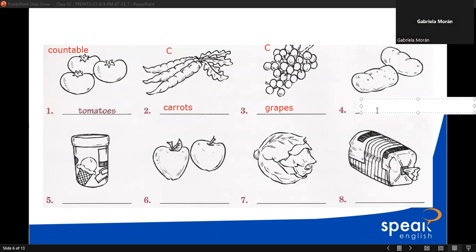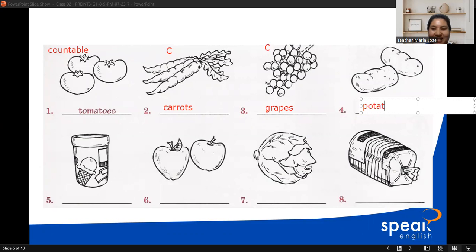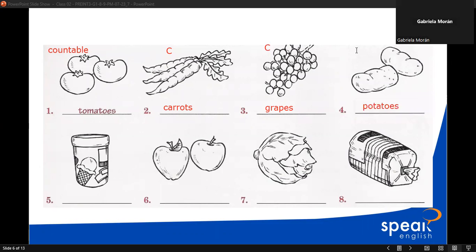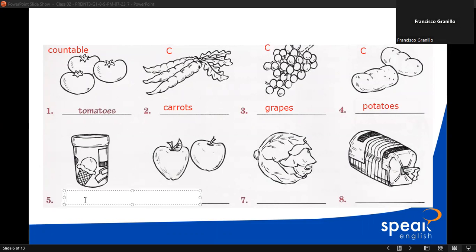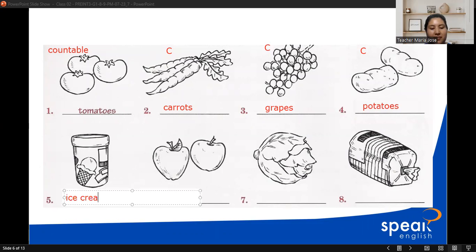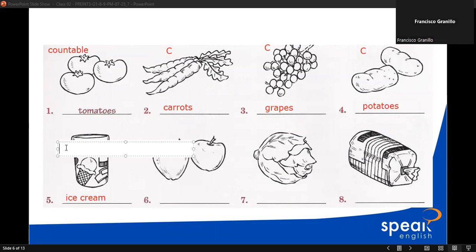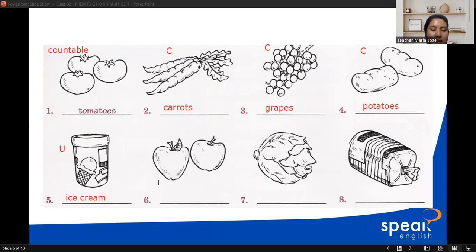It's bread. Or potatoes. Not really. Potatoes, yes. Okay, potatoes are countable, perfect. Okay, number 5, Francisco? Ice cream. Okay, and this is? Uncountable. Excellent. Uncountable. Yes. So I'm just going to write the U for uncountable.